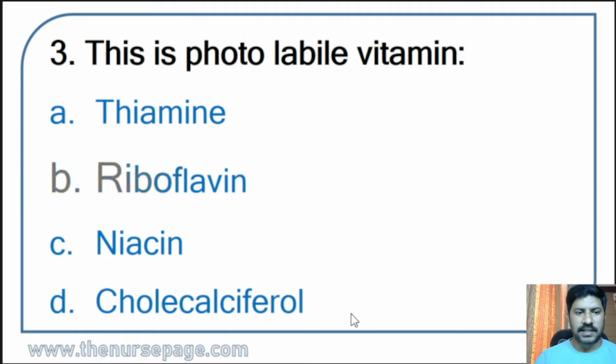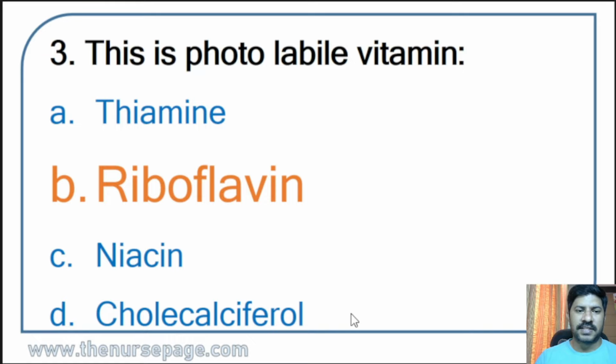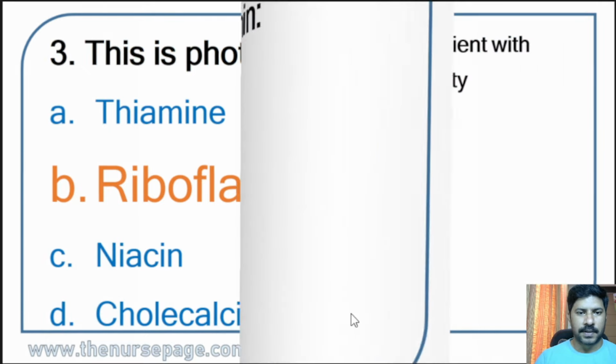So the correct answer is riboflavin. Riboflavin is easily destroyed in the presence of light. Thiamine, that is vitamin B1. Riboflavin, that is vitamin B2. Niacin, that is vitamin B3. Cholecalciferol, that is vitamin D3. So we will get more questions regarding these vitamins.